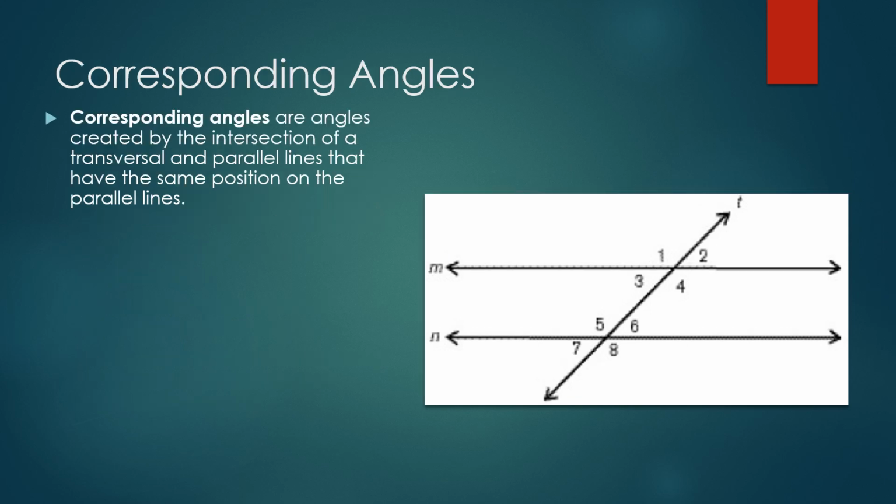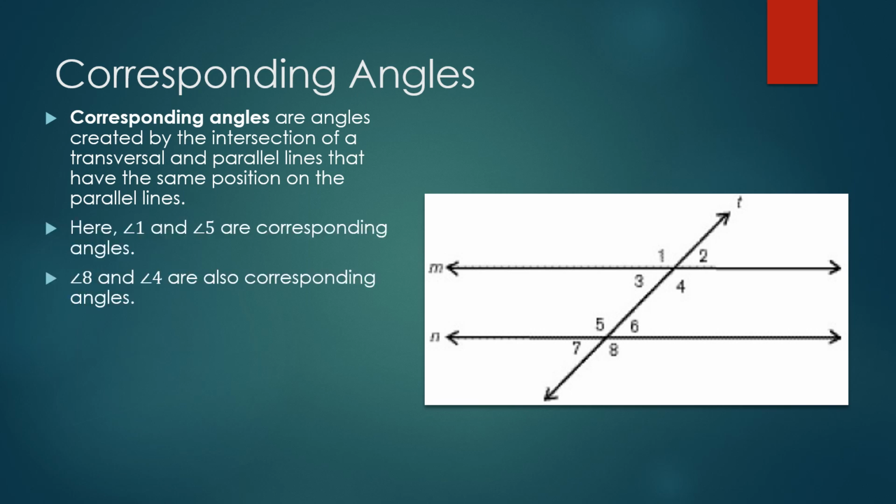Corresponding angles is another type of angles that come when we take two parallel lines and cut them by a transversal. Corresponding angles are angles created by the intersection of a transversal and parallel lines that have the same position on the parallel lines. So an example of that would be angle 1 and angle 5. They are both on, in this case, the left side of the transversal and above their respective parallel lines. We also could say that 8 and 4 are considered corresponding. They are both on the right side of the transversal and below their respective parallel lines.